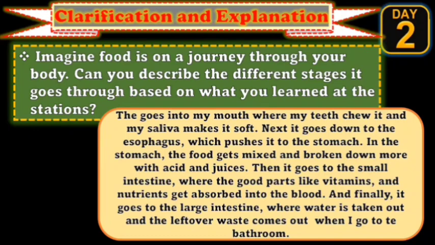In the stomach, the food gets mixed and broken down more with acid and juices. Then it goes to the small intestine, where the good parts like vitamins and nutrients get absorbed into the blood. And finally, it goes to the large intestine, where water is taken out and the leftover waste comes out when I go to the bathroom.